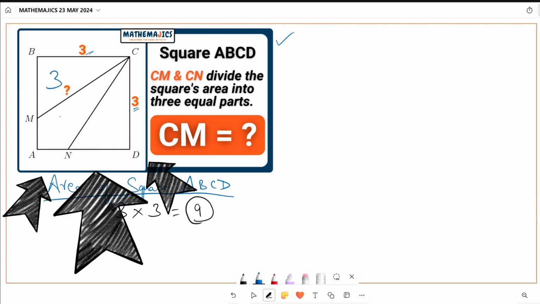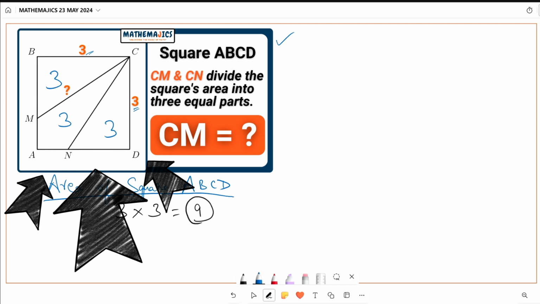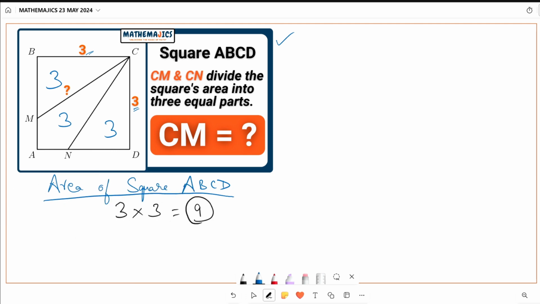The area of each part will be 3, 3 and 3, because it is said in the question itself that CM and CN divide the square's area into 3 equal parts. That means we can divide this 9 area into 3 equal parts, which gives us 3 each. So 3 unit square, 3 unit square and 3 unit square. We need to find the length of CM.